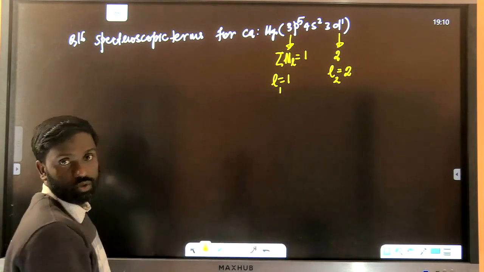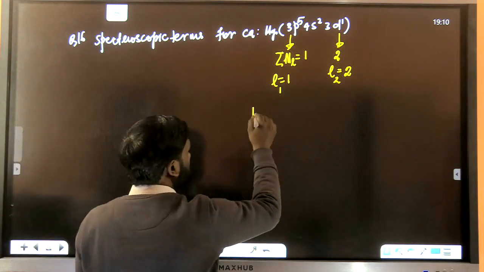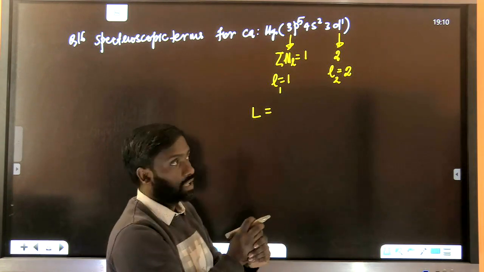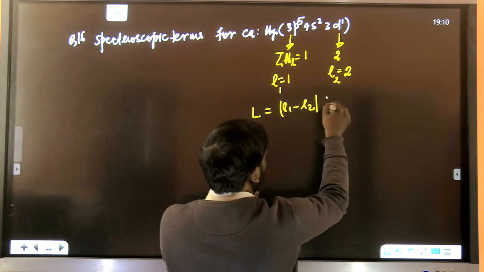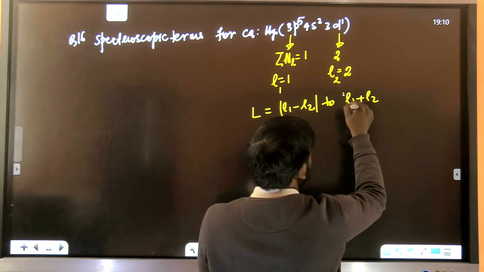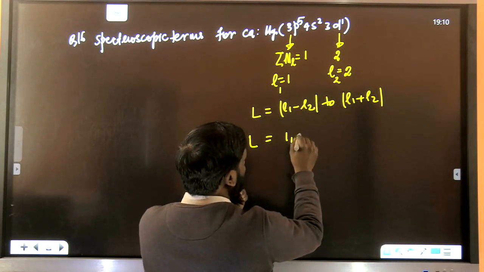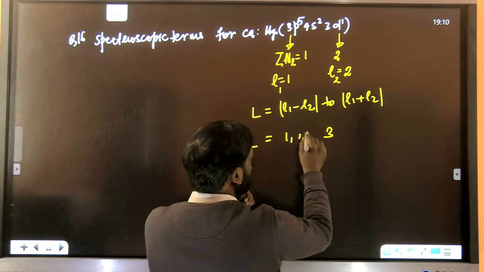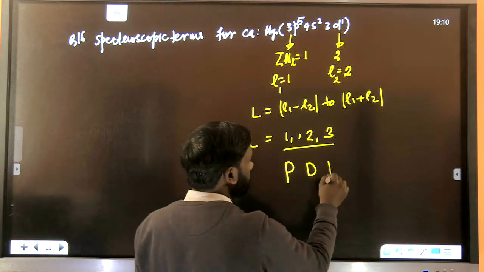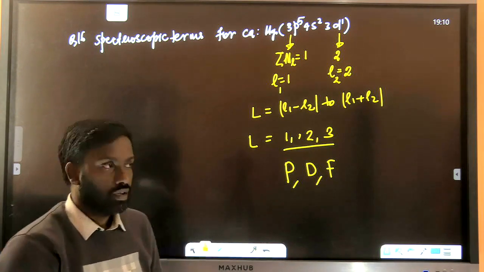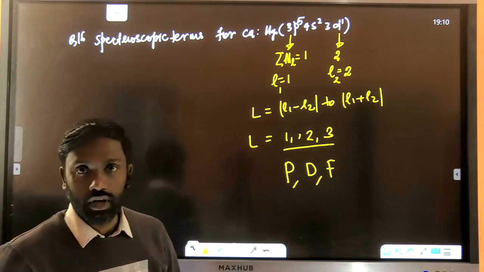Now you add these two; these are non-equivalent electrons, so you can add these two and get the total L. The total L ranges from L1 minus L2 to L1 plus L2. So we get L equal to L1 minus L2, which is 1, and L1 plus L2 gives you 3. So there will be another term, 2. So 1, 2, 3. Therefore in spectroscopic terms we will have P, D, and F. This kind of option was actually given for the spectroscopic term you are going to get here.